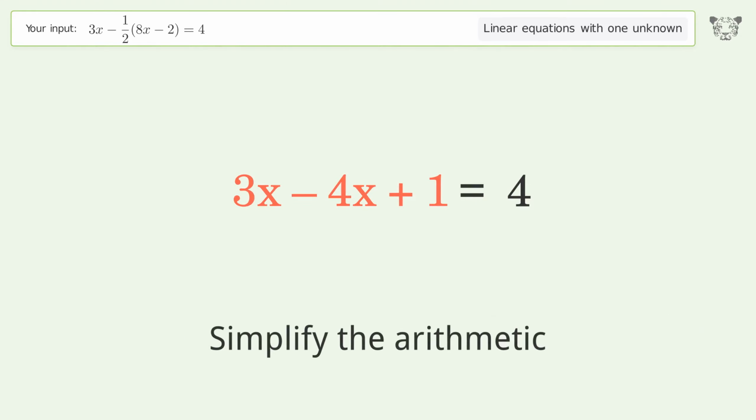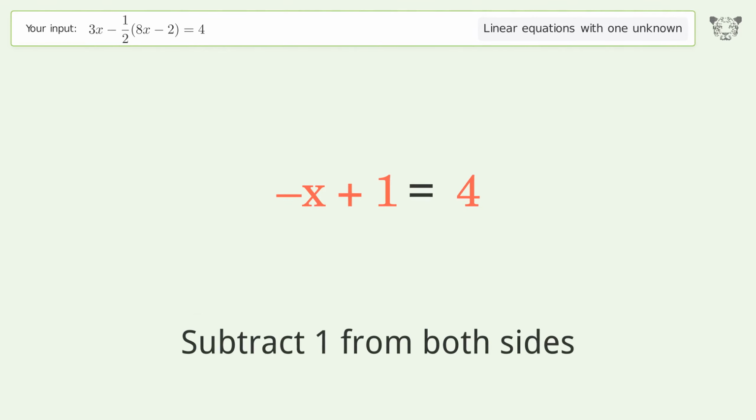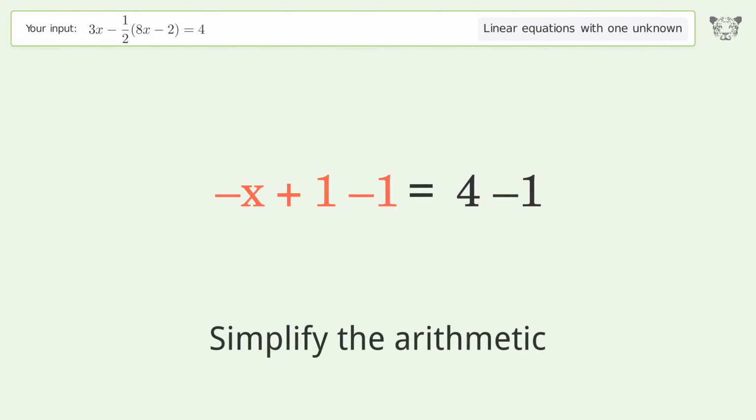Group all constants on the right side of the equation. Subtract 1 from both sides. Simplify the arithmetic.